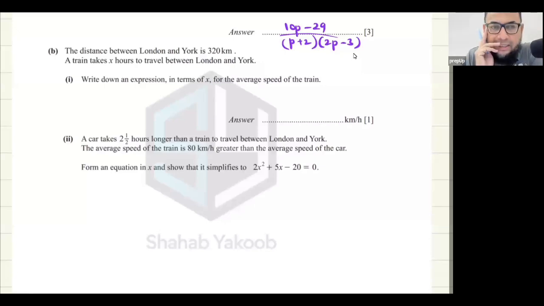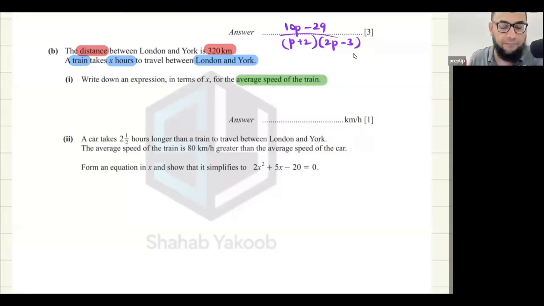So now let's look at this question. The question says, the distance between London and York is 320 kilometers. So let me highlight the important details. That's the distance between two cities, London and York. The next piece of information, a train. It takes x hours to travel between London and York. Write down an expression in terms of x for the average speed of the train.